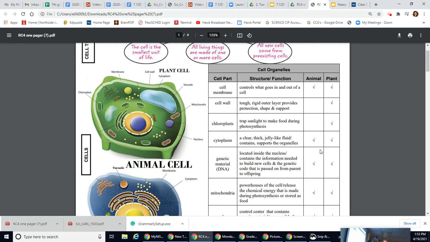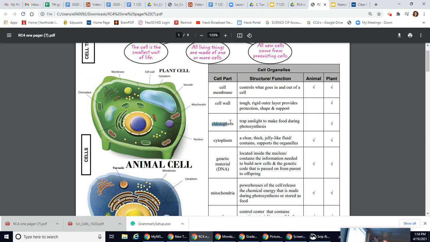So when we look at the plant cell, what we want to focus on are the differences. First of all, I'm going to talk about the differences between the plant and animal cell. So the first thing that's different in a plant cell is the cell wall. It's this tough outer rigid layer. It provides protection, shape, and support for the plant cell. So plants have a cell wall where animal cells do not.